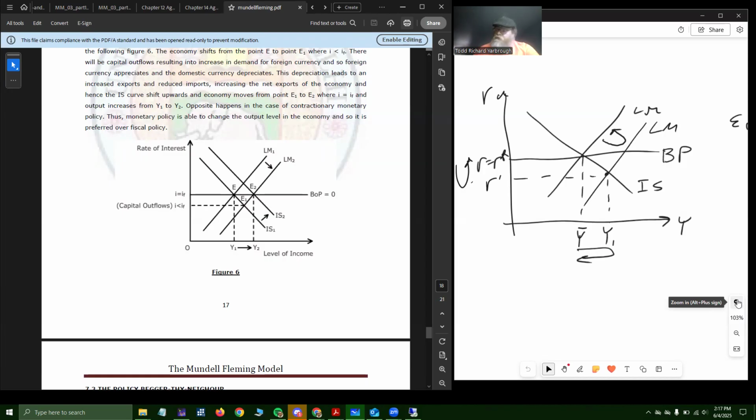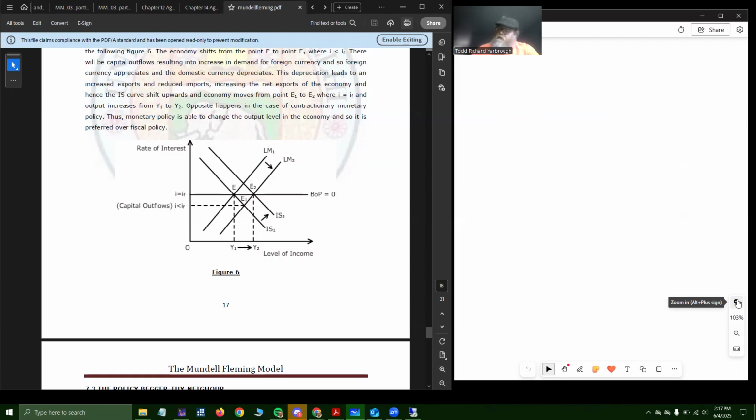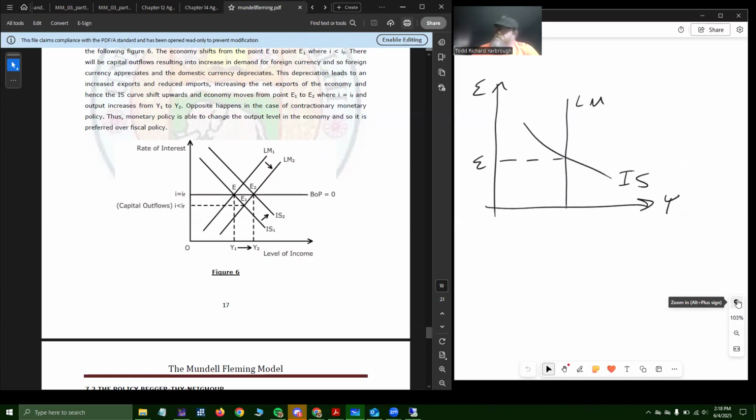Let's go back to the more basic Mundell-Fleming model that we were talking about before. Y, exchange rate, vertical LM, IS, equilibrium exchange rate. All right, monetary expansion, boom. Right, we get that upward pressure on output as before. We'll call that full, right? So now what happens? Downward pressure on exchange rates, right? Initially.